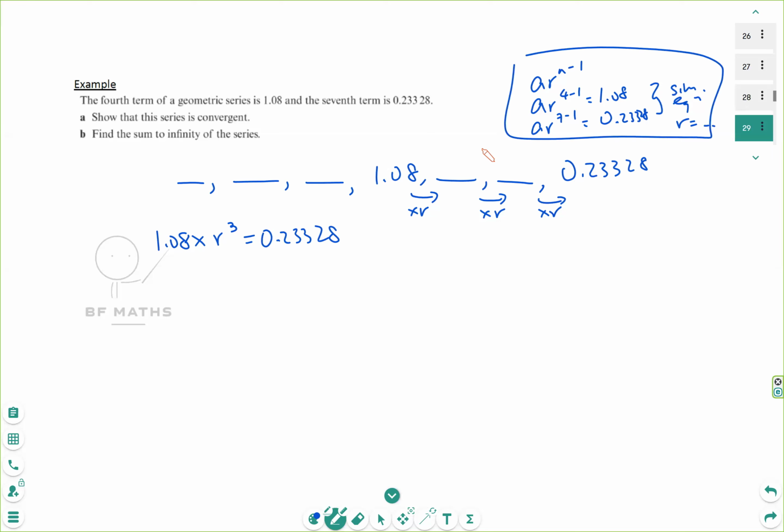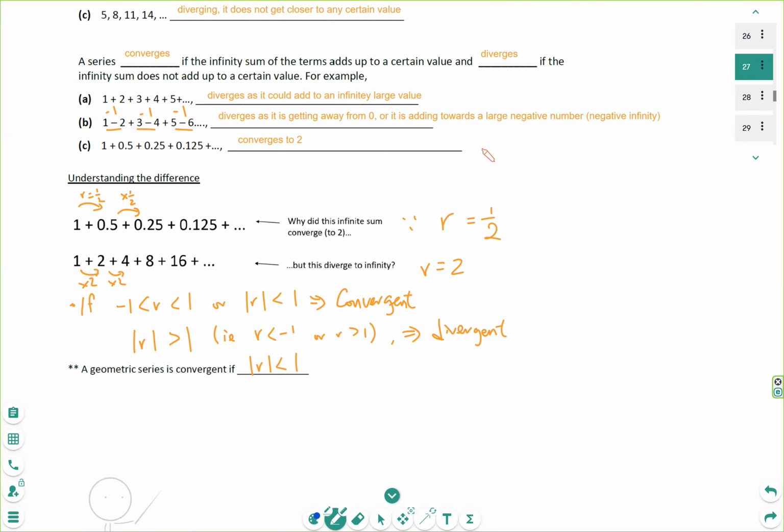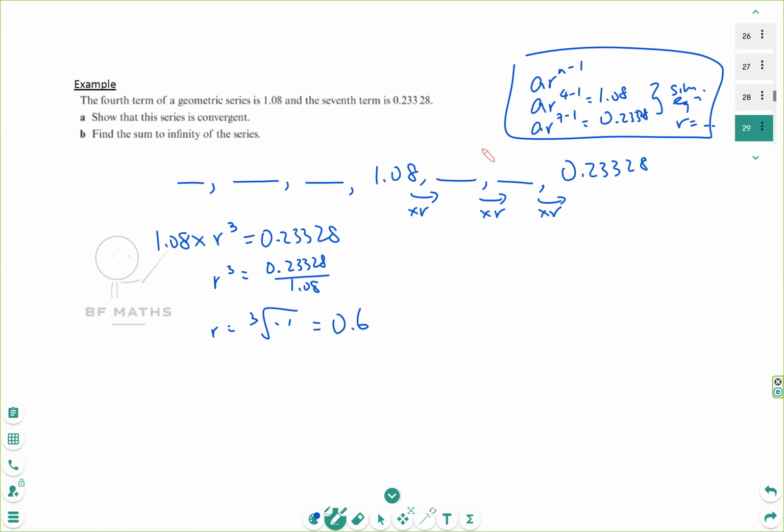So what we tend to do is the simple thing. Let's divide by 1.08 and then cube root it. And that should give you 0.6. And to show convergence, hopefully you remember the definition of convergence. This could happen in an exam, and it's a one-marker you have to know. Convergence is when you show the modulus of R is less than 1, which is exactly the case. Because 0.6 is less than 1, therefore it is convergent. Now you have to know this.